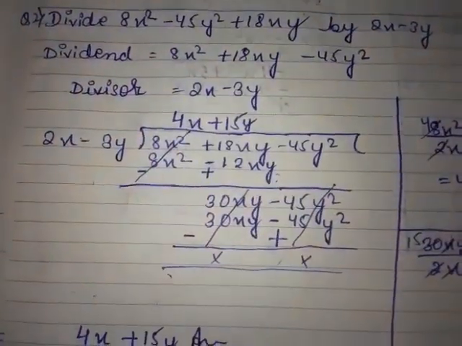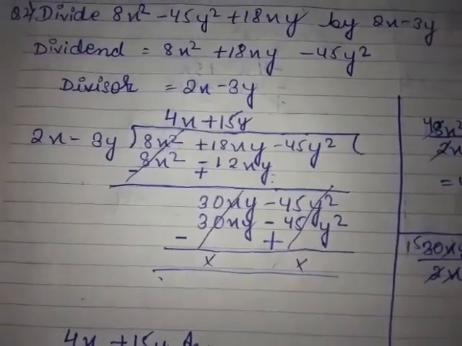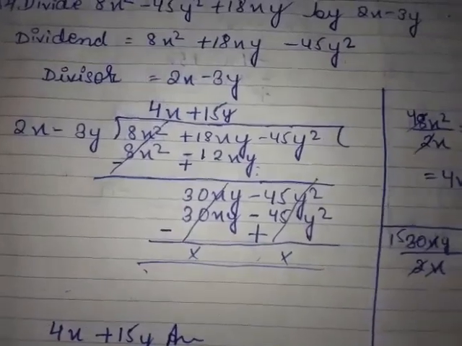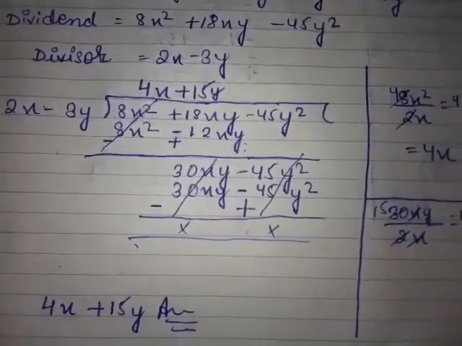Now, as I told you, I would like to explain the second step. The second step which I told you was to divide the first term in the dividend by the first term in the divisor to obtain the first term of the quotient.